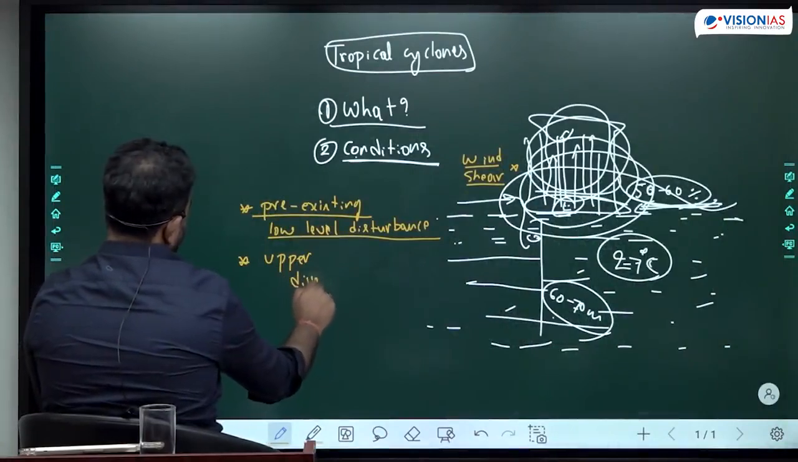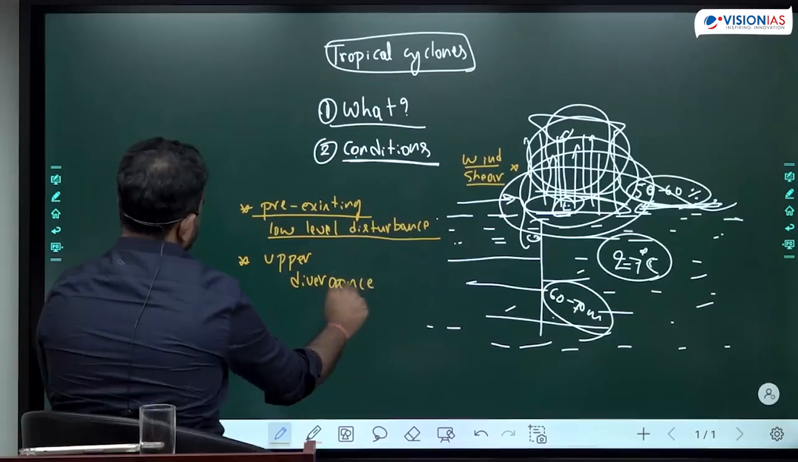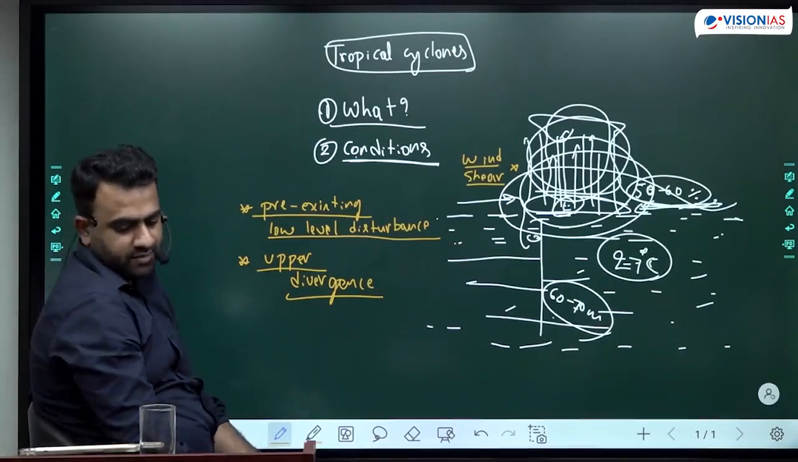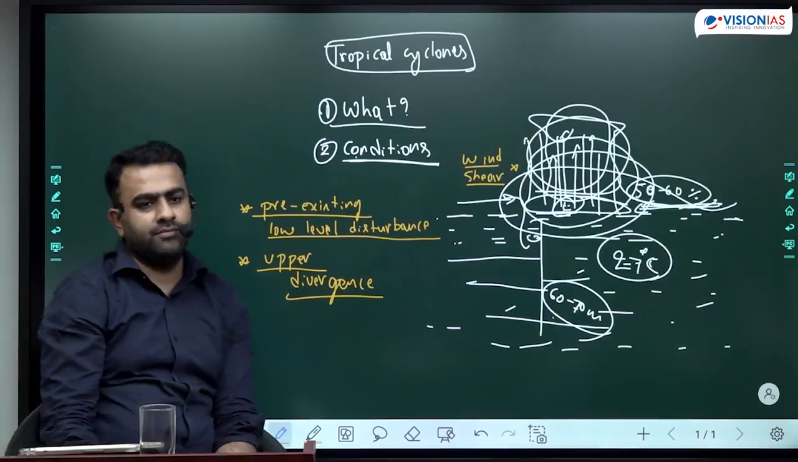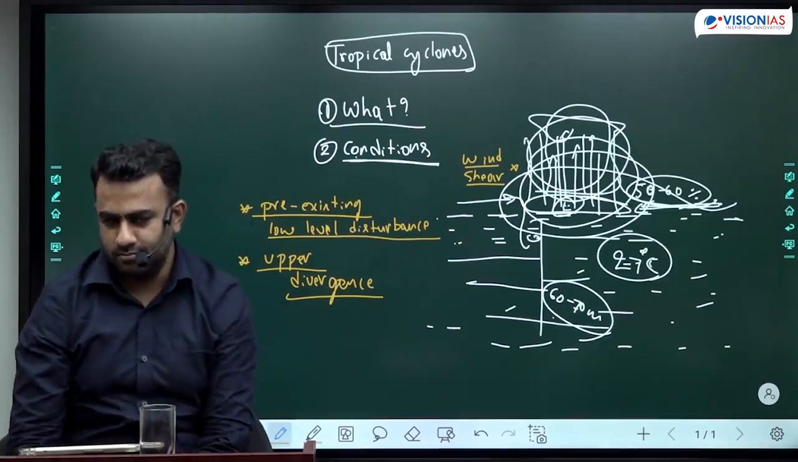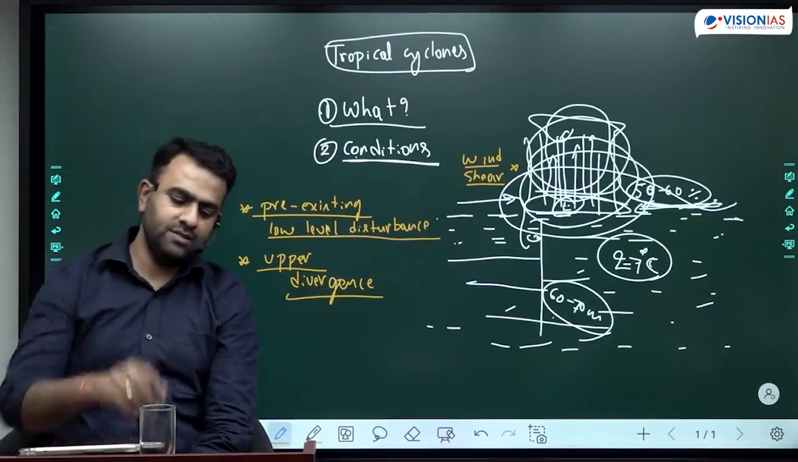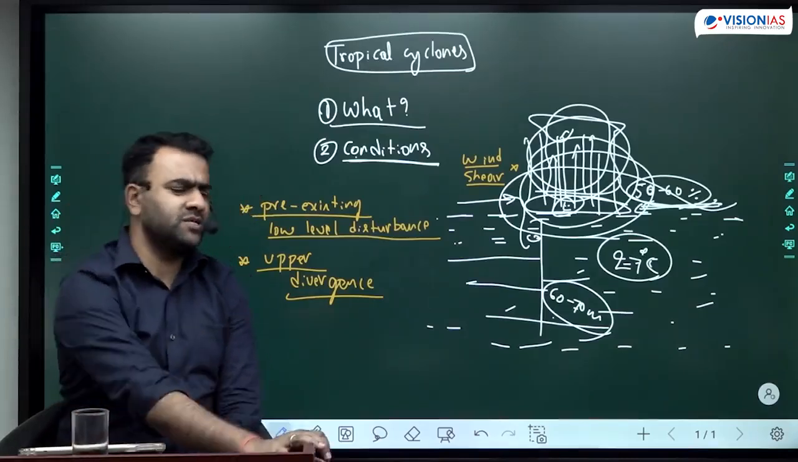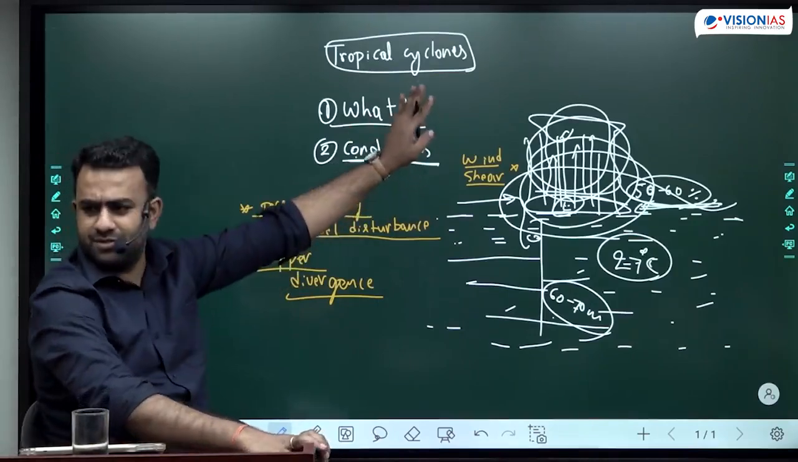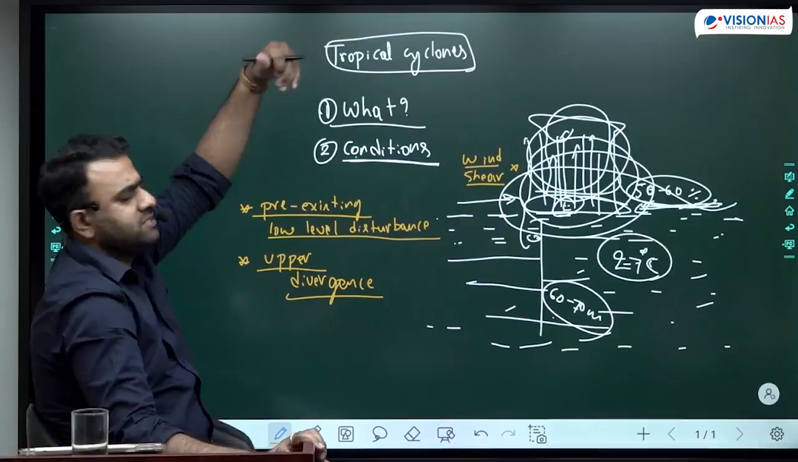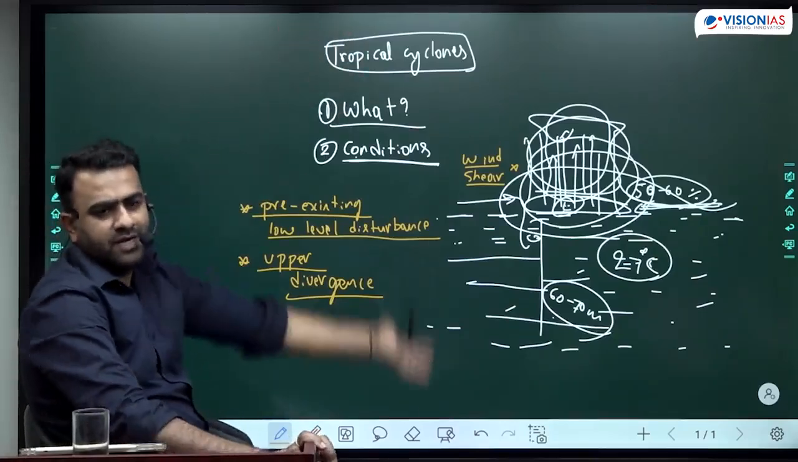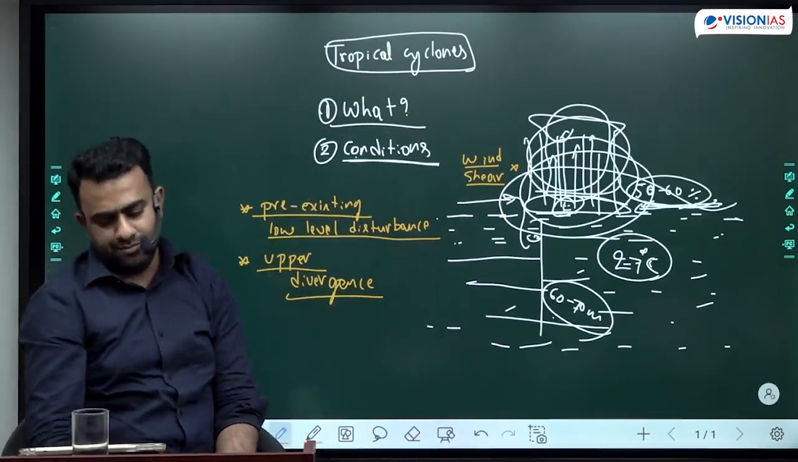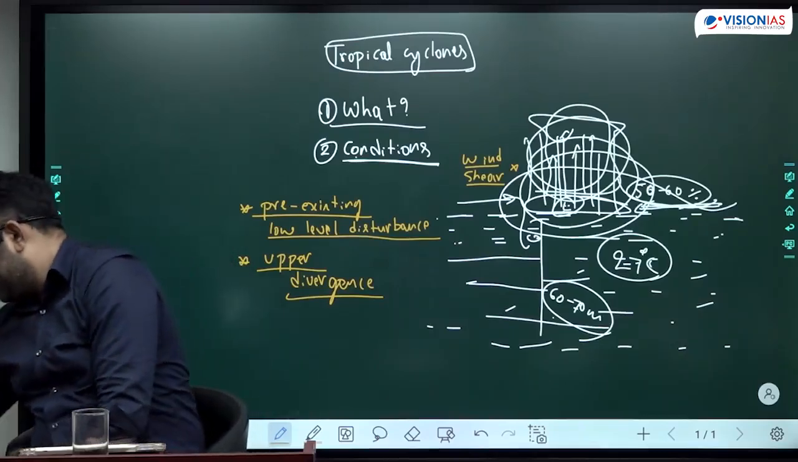Next, upper divergence causing convergence near the surface. We have studied in the jet stream, wherever there is upper divergence, it causes lower convergence. So in the atmosphere, if the conditions are such that there is a divergence, definitely it causes a strong convection. Strong convection is anyway required for cyclone formation. Let's see with these conditions how a cyclone is formed.